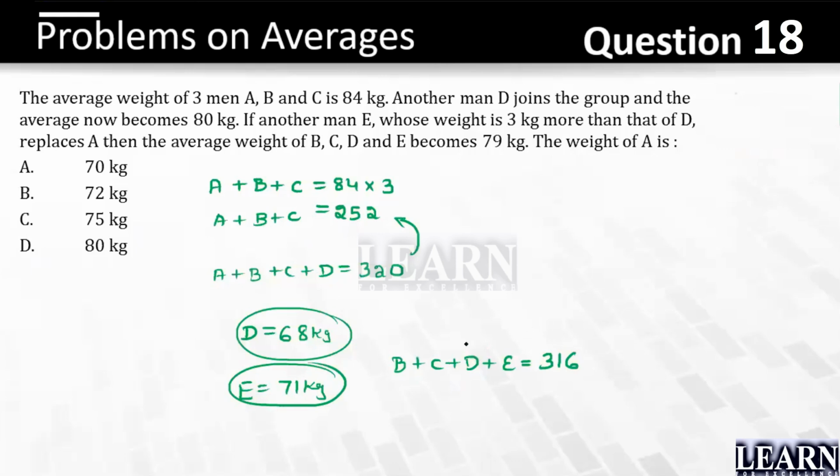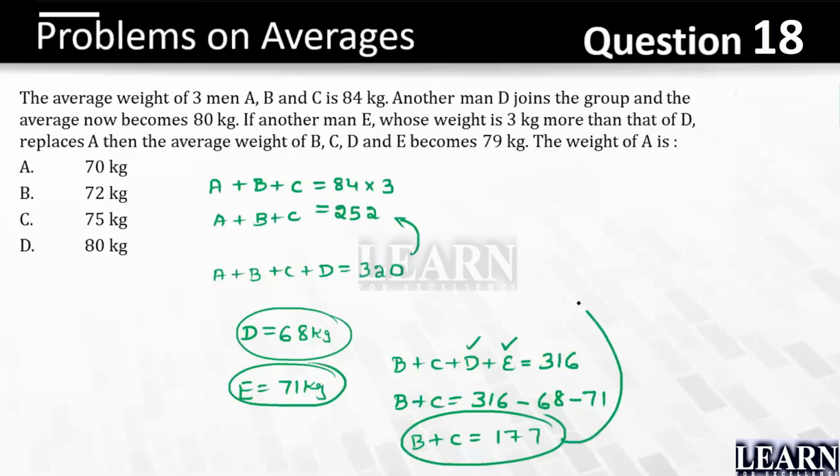Now I know what D is, I know what E is. They have asked what is the weight of A. With this, can I say that you will get B plus C? So what is this B plus C? B plus C is nothing but 316 minus D, 68, minus 71. 316 minus 68 minus 71 gives B plus C is 177.